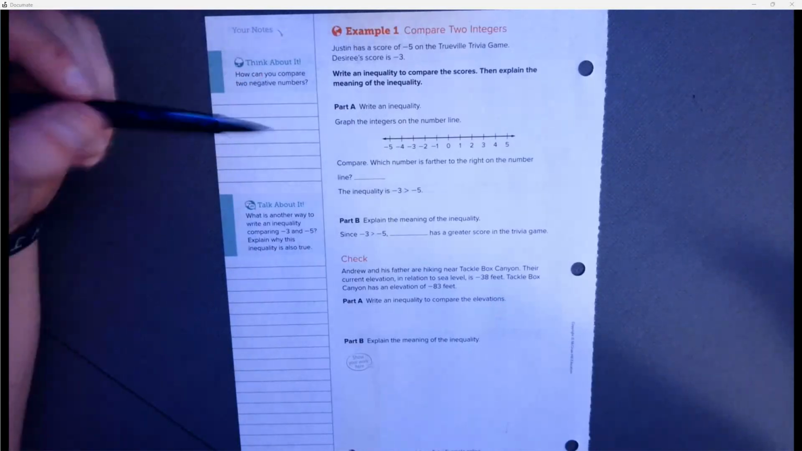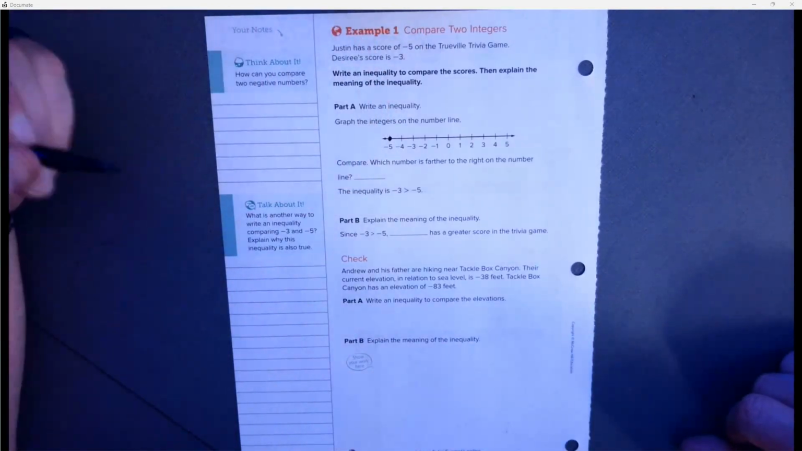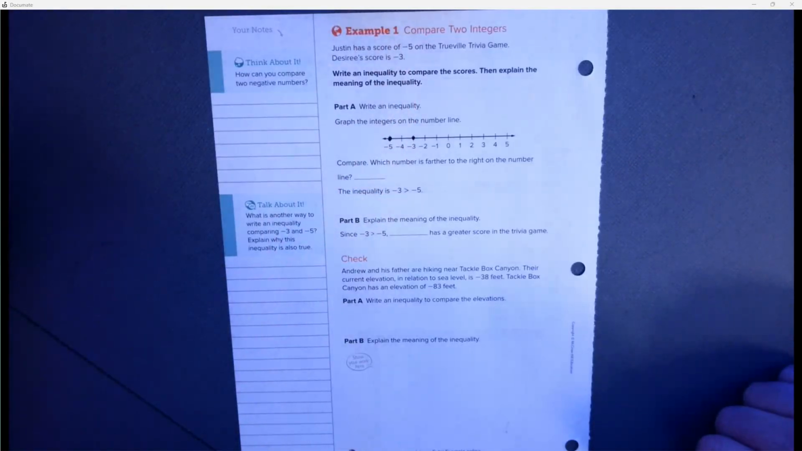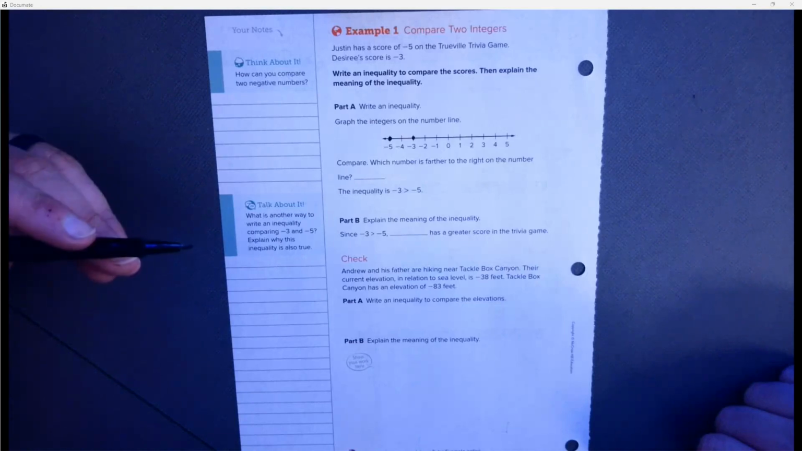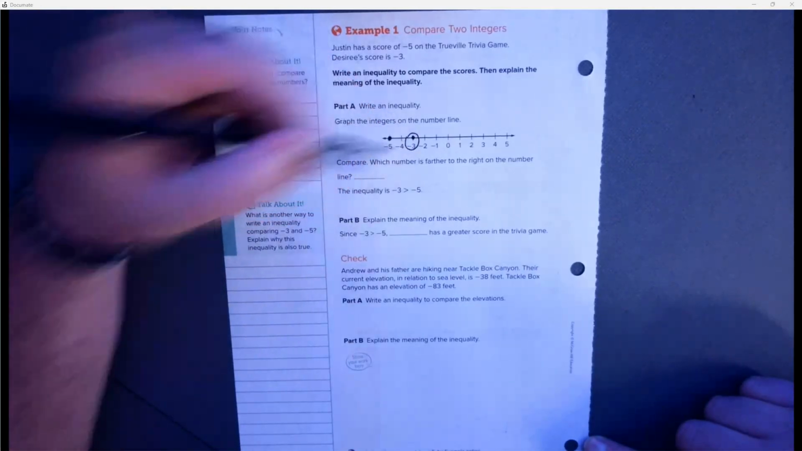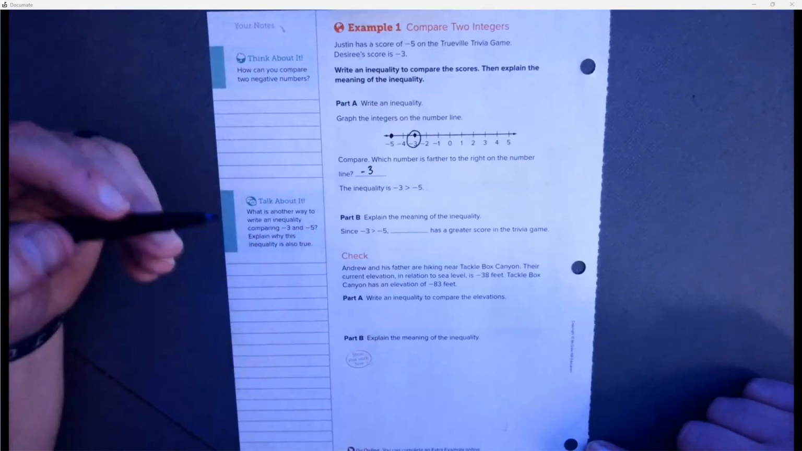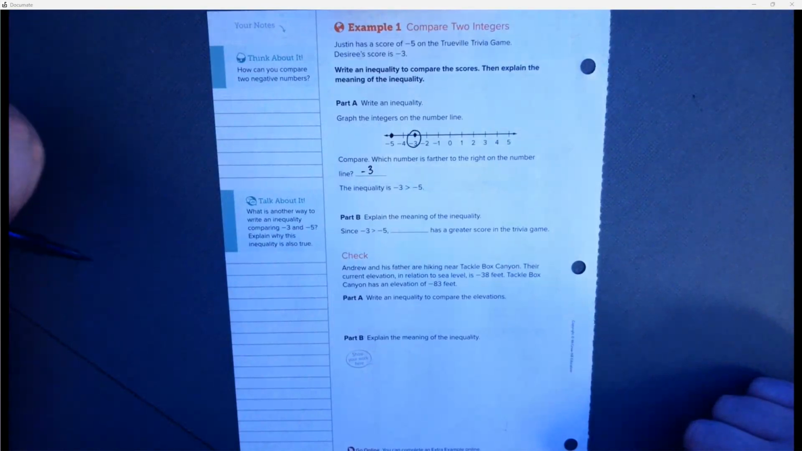So we're going to take our two numbers we have from our situation and graph them on a number line. Justin's score was -5, so we'll put a dot on -5. And Desiree's score is -3, so we'll put a dot at -3. Now we're going to compare the numbers. We know numbers farther to the right are the greater number. So we can see out of our two that -3 is our greater number. So the inequality to write this would be -3 is greater than -5.